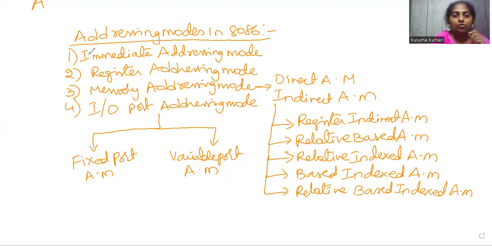Now, what are the types of addressing modes in 8086? It is a classification. These are the various types. One is immediate addressing mode. Second is register addressing mode. Third is memory addressing mode. And fourth is IO port addressing mode. So these are the four types.